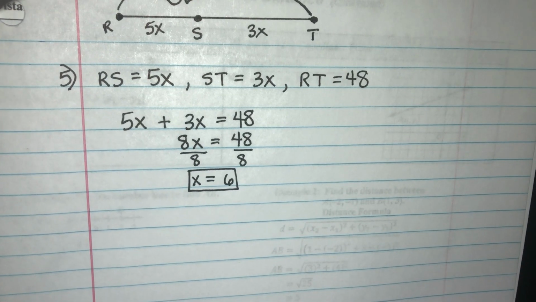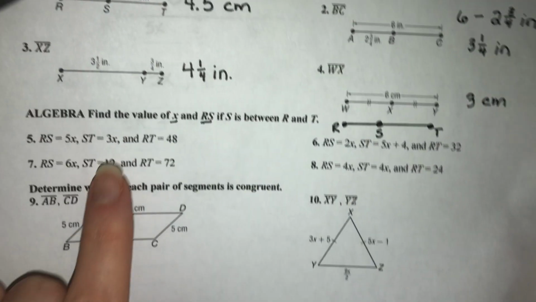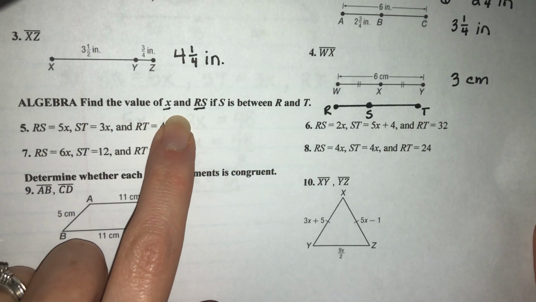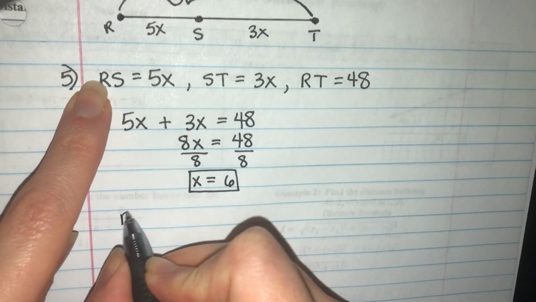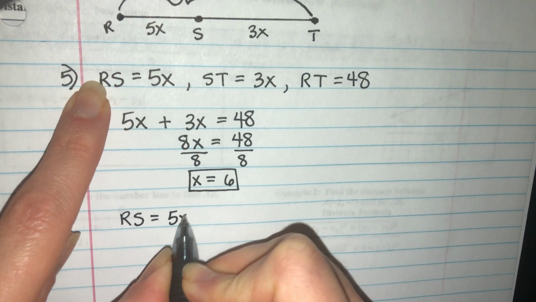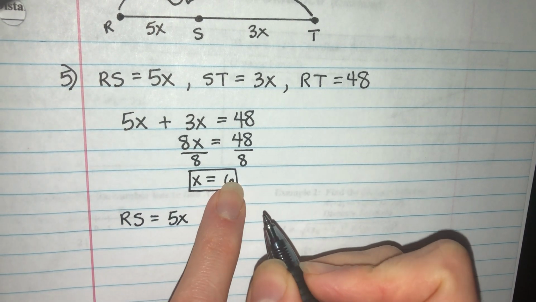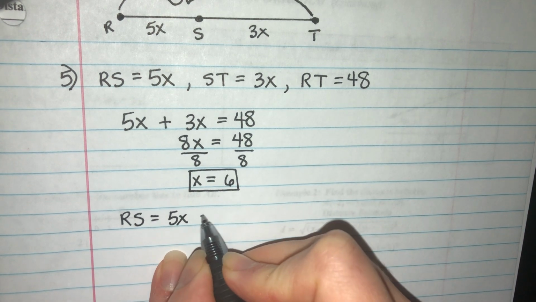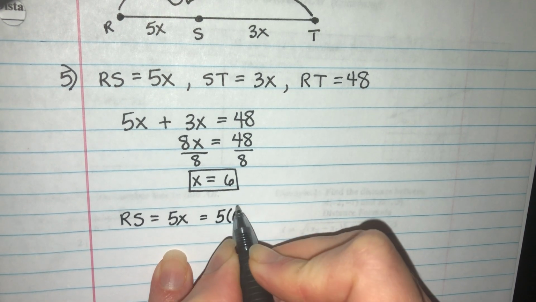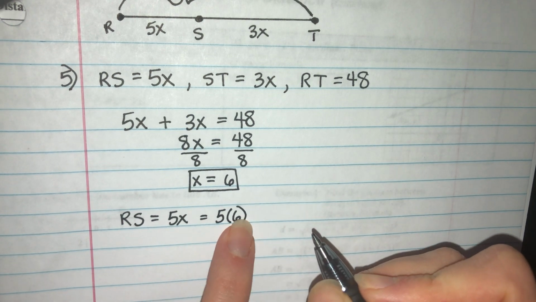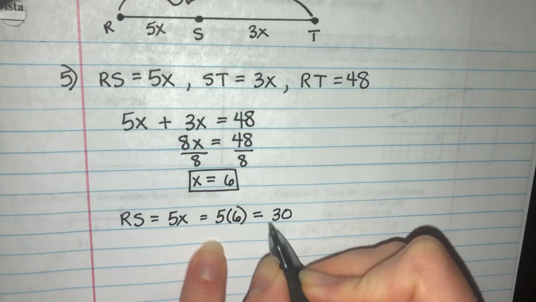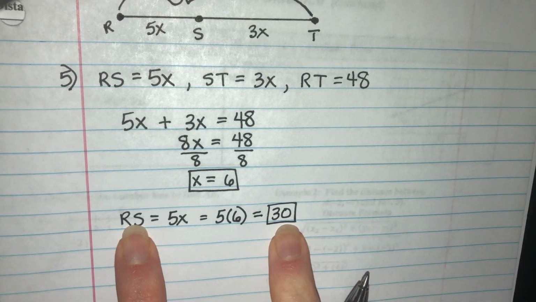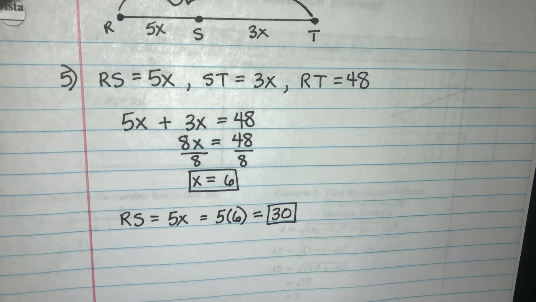The other thing that it asked us to do was find the value of x, we've done that, and RS. So remember, RS was equal to 5x. Now that I know x is 6, I can say RS is equal to 5 times 6, filling in the 6 where the x was. Multiply these together. 5 times 6 is equal to 30. So RS is equal to 30, and that's the other answer to problem 5.